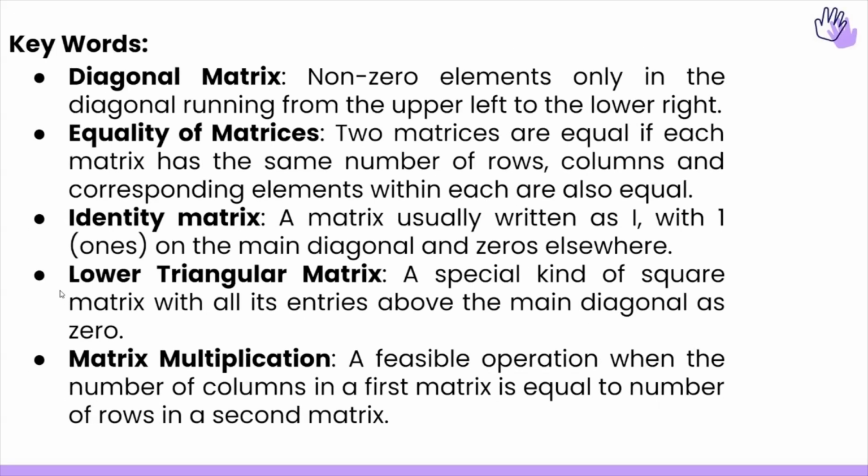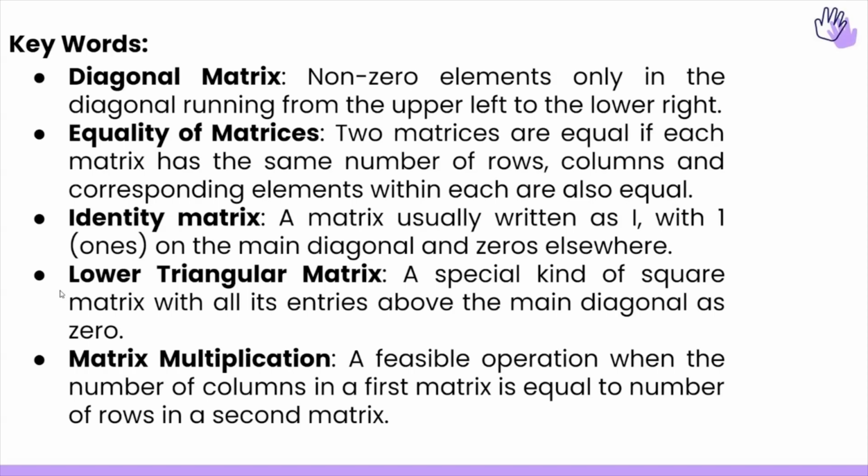Now we'll go through some keywords. The first one is the diagonal matrix. A diagonal matrix has non-zero elements only on the diagonal running from the upper left to the lower right, that is, from the first row, first column to the nth row and nth column. Only on this diagonal will you find non-zero elements, and in the rest of the area the elements will be zeros. That is the definition of a diagonal matrix.